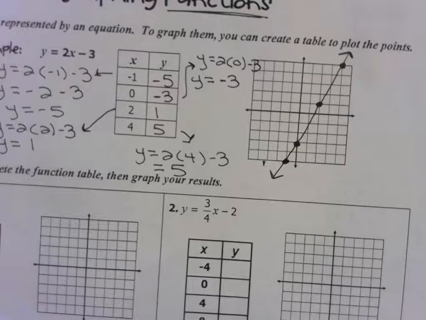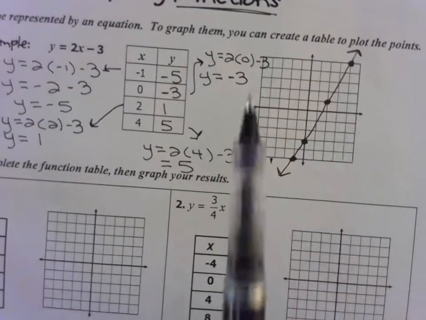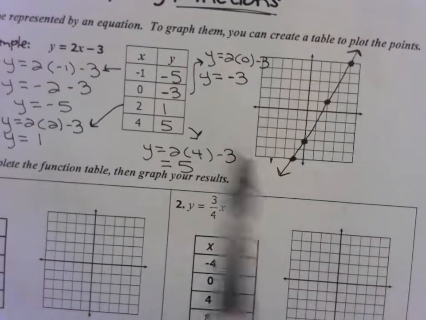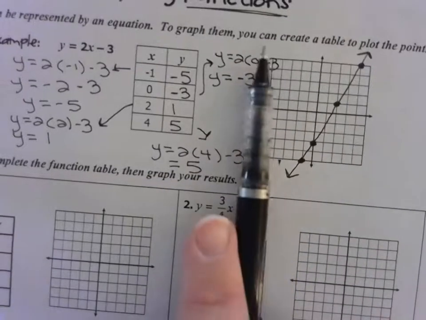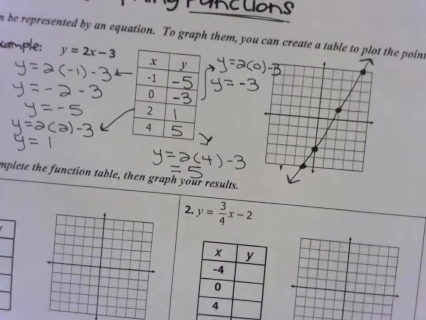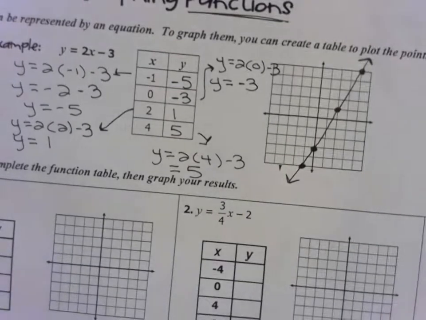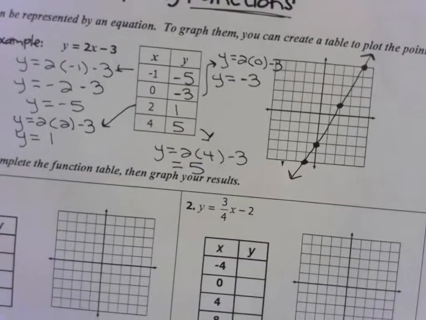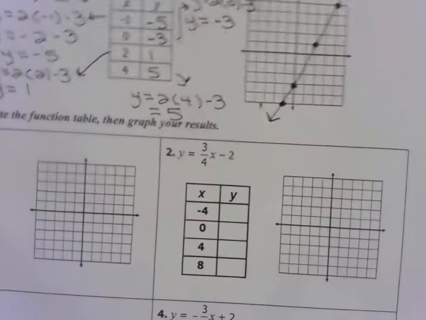Now, this is a function. Why is this a function? How do I tell whether a graph is a function? The x doesn't repeat. If I do a vertical line test, it doesn't hit more than 1 point. So all your graphs for today should be functions. Okay, any questions on that? What if they're not? They will be. Then you did something wrong.